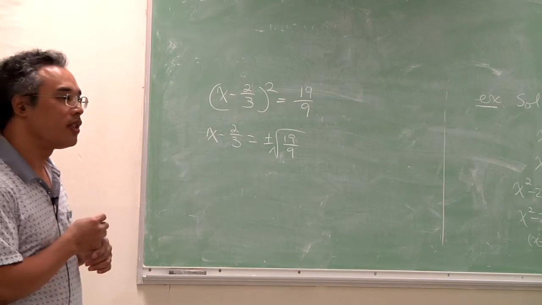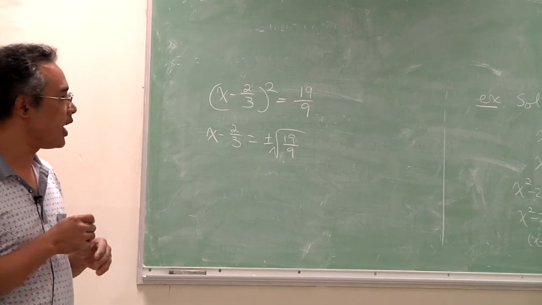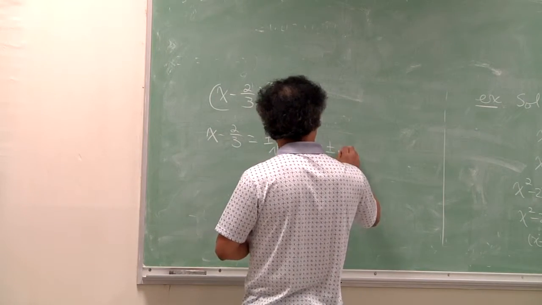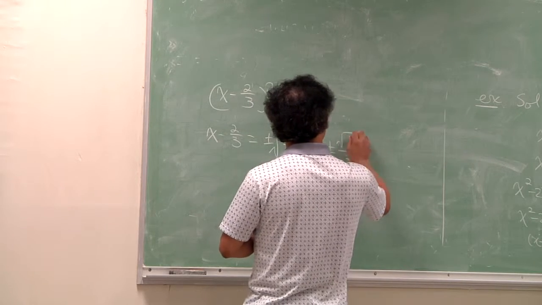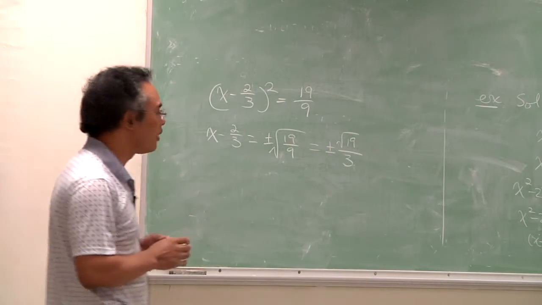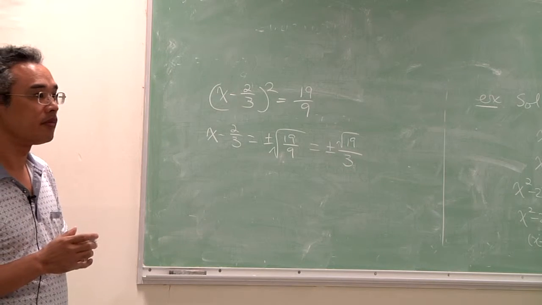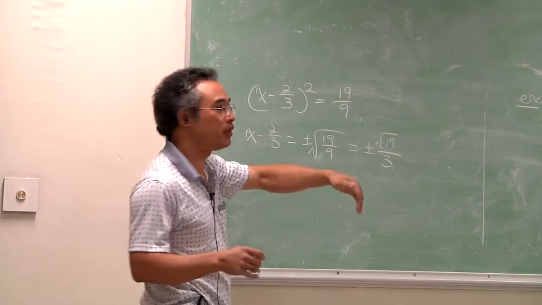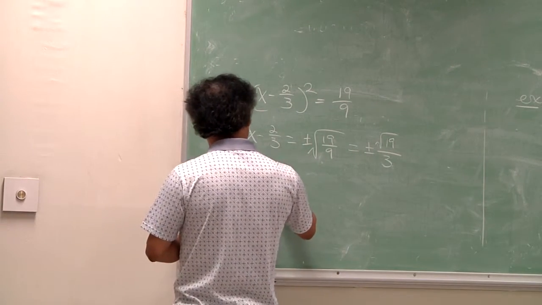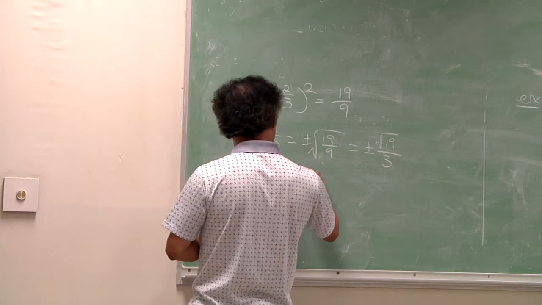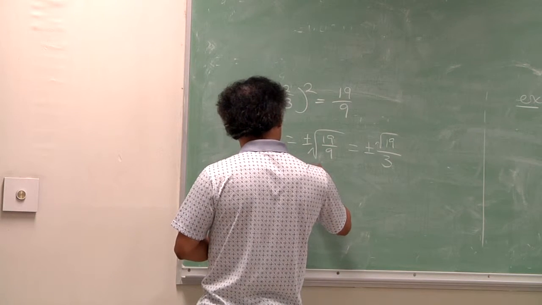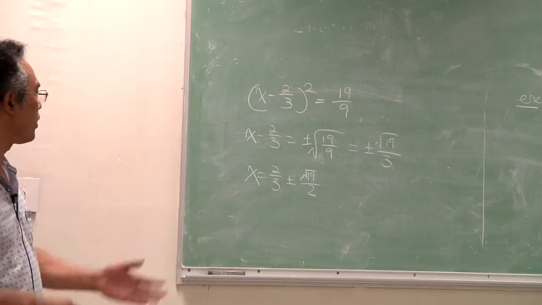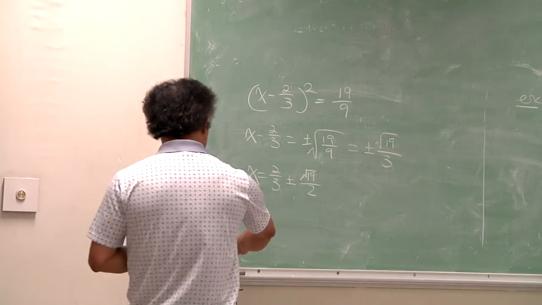Okay, you can simplify the right side by taking the square root of 9. So you're going to get 3 in the denominator and the square root of 19 on the top. Then you just add 2 over 3 to get the solution. Okay, so we got two solutions. They are two-thirds plus or minus square root 19 over 3.